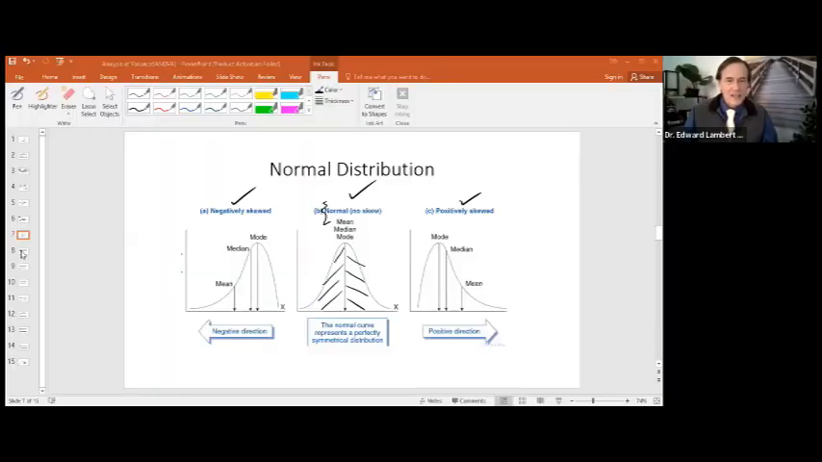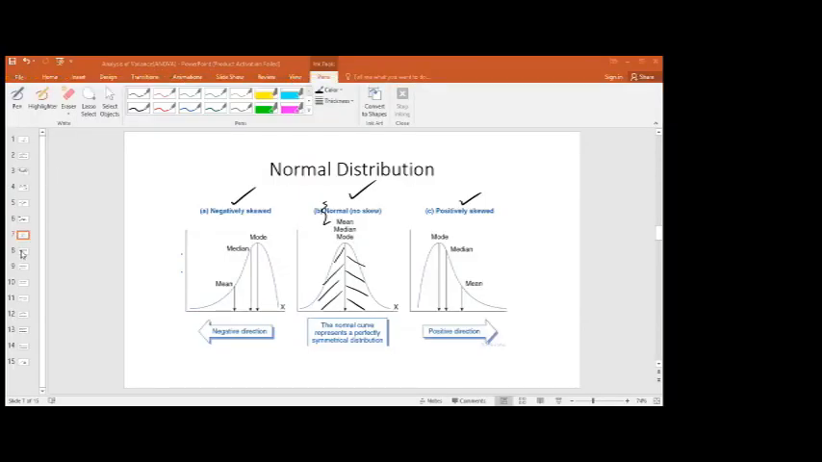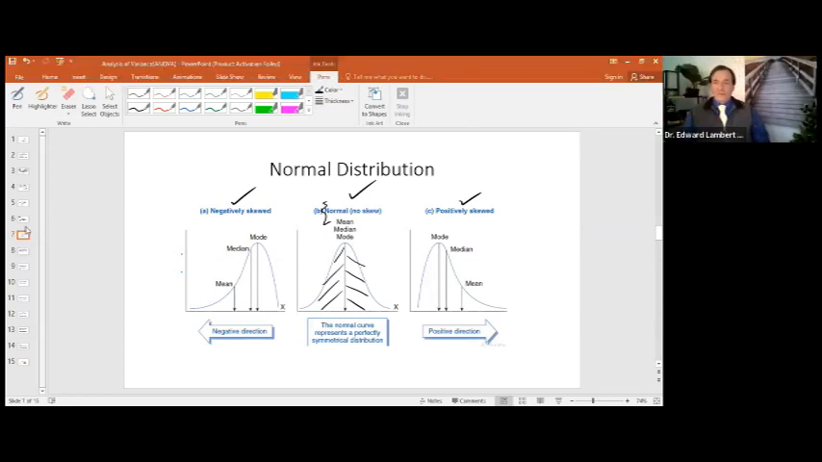Hey, Rabia Liaquat is coming back. So now she's going to talk about normal distribution. This is important.